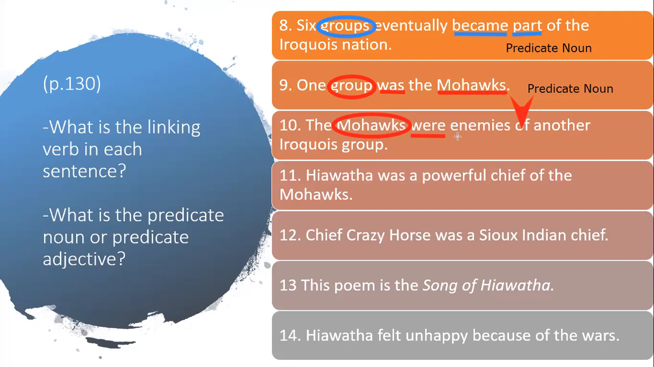So we found enemies. Well, not that you guys found enemies, that's not what I mean. You know what I mean. Enemies is the word that renames Mohawks. Again, Mohawks were what? Enemies. And because it's renaming, it's a predicate noun.